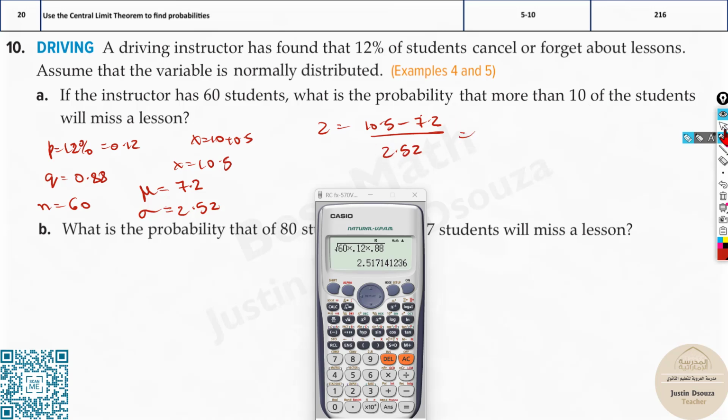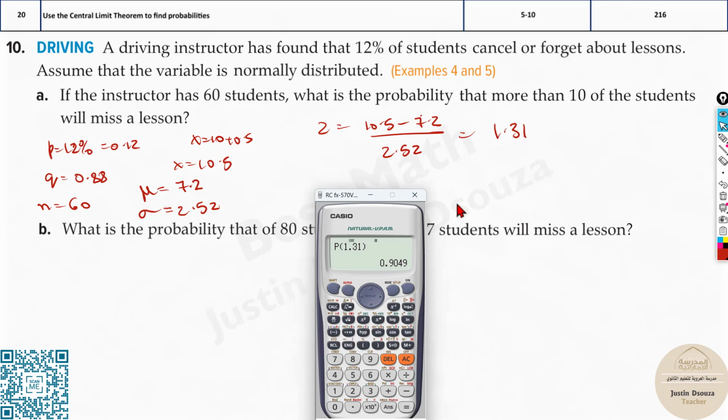The answer will be equal to 10.5 minus 7.2 divided by 2.52. It's 1.3095. Let me just write it over here, 1.31. Okay, that's the answer. So more than, it's just one case. And now we will use the statistics mode, that's mode 3 AC, and now shift 1, 5, 1 and type this out: 1.31, close the bracket. The answer is 0.9.